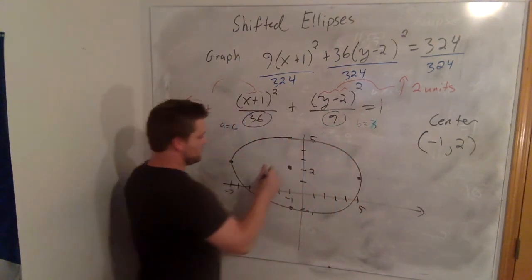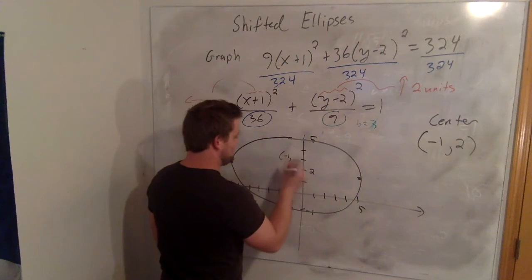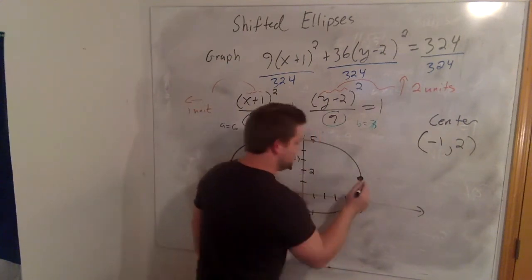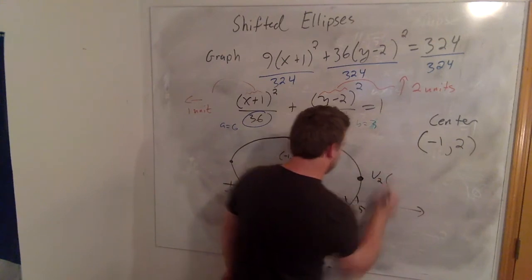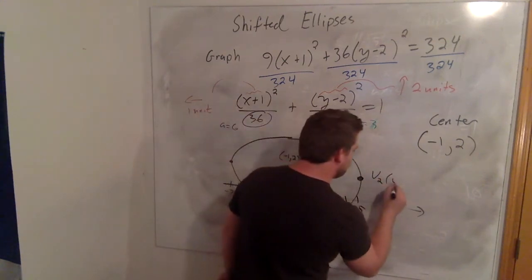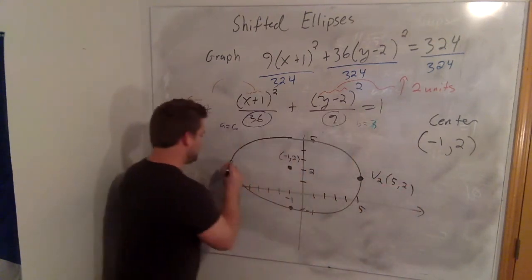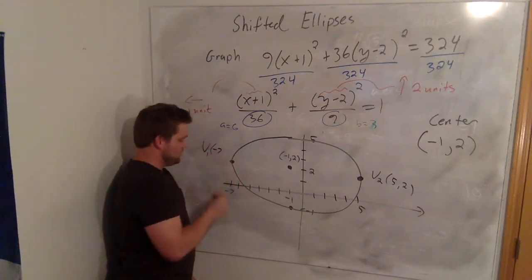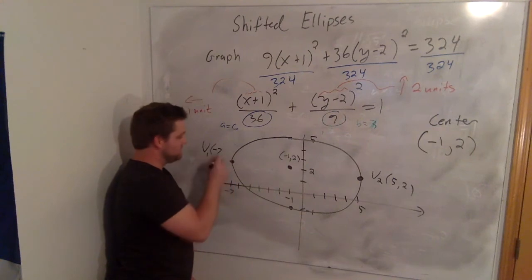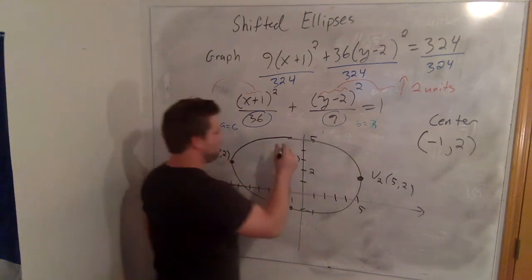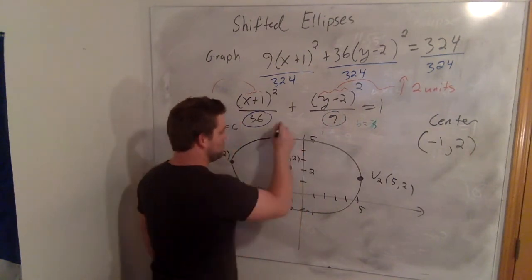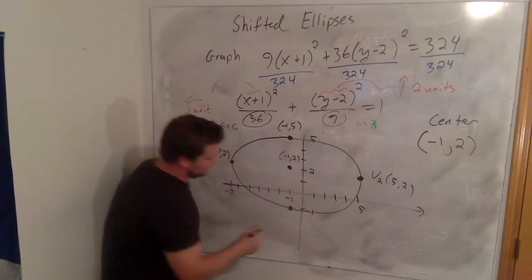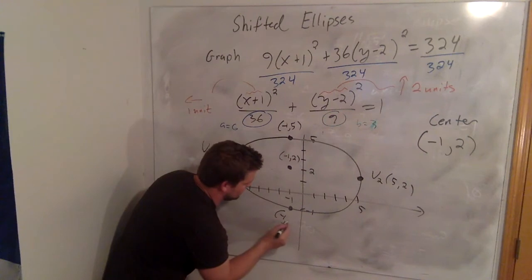Okay, so we can draw our ellipse. Here's our center at (-1, 2). This will be one of our vertices. I'll call this one V2. It has coordinates (5, 2). This will be another one of our vertices. We'll call this one V1. It has coordinates (-7, 2). The coordinates right here will be what? (-1, 5). The coordinates here will be, looks like, (-1, -1).